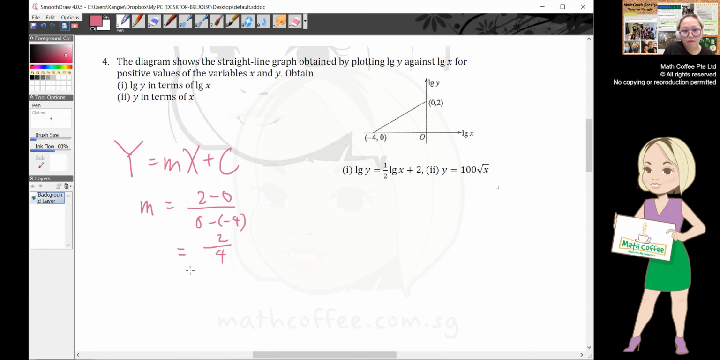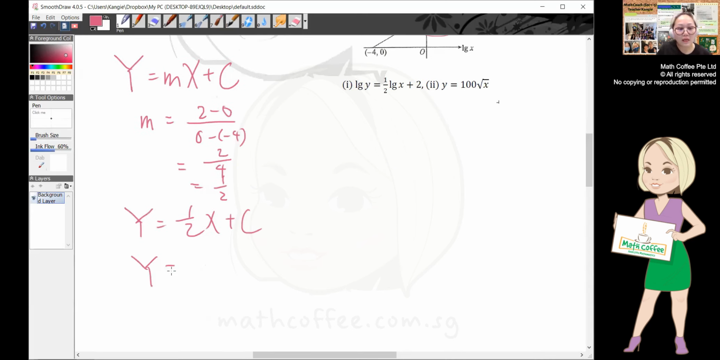So I have 2 over 4, which is half. So my equation of the line now becomes y equals half x plus c. This one I don't need to sub in. Why? Because do you see that I have the y-intercept? My y-intercept is 2. So straight away I say, oh, so y equals half x plus 2.